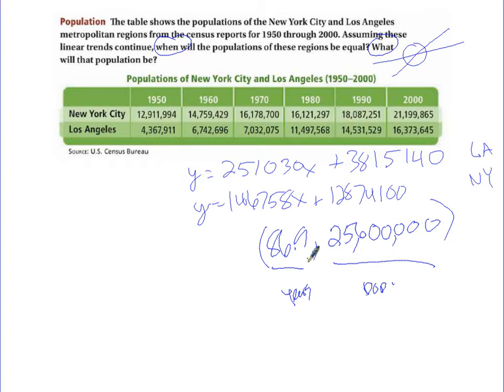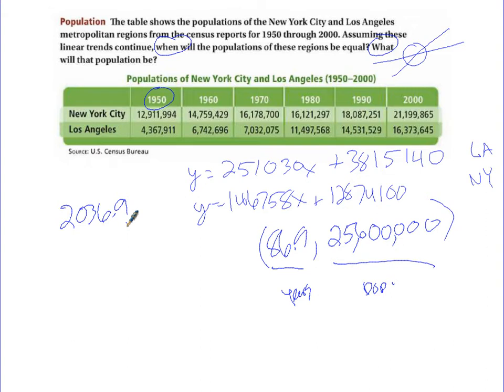So to answer the question completely, we know it's 86.9 years, but that doesn't answer the question. To answer the question, I have to go back and say, oh yeah, that was 1950. So this is actually 86.9 years since 1950. What year will that be? 2036.9 is my year. So basically almost 2037.